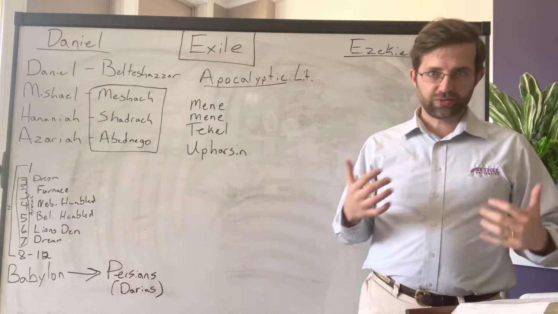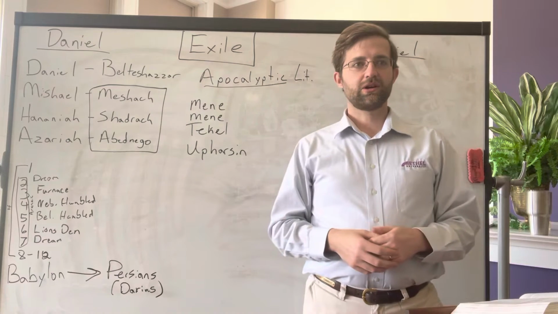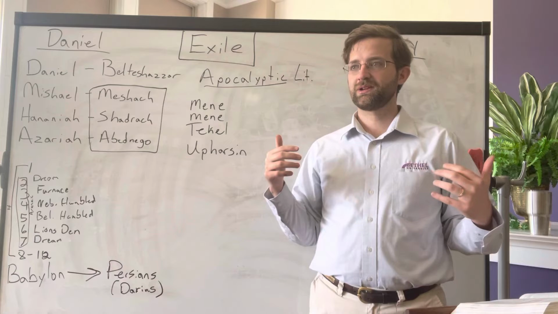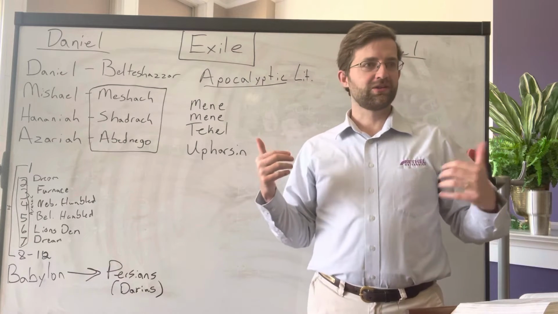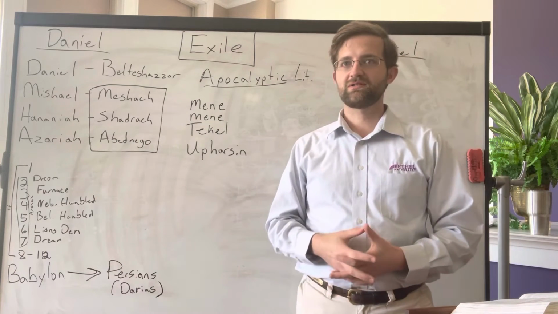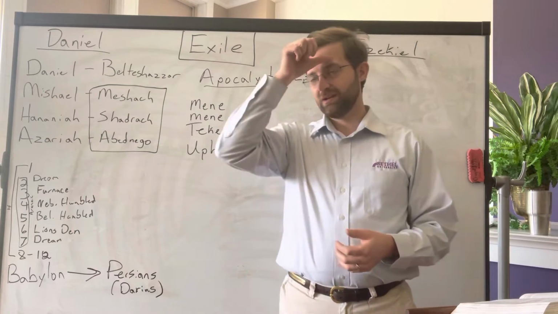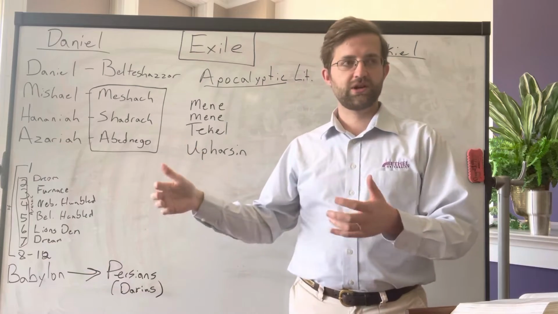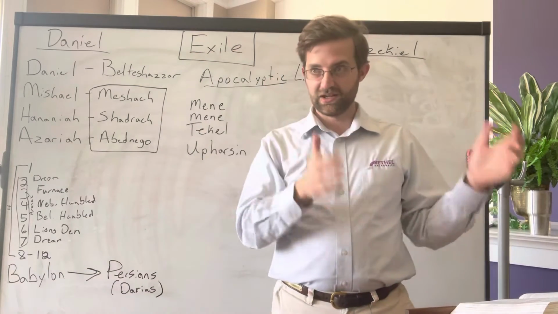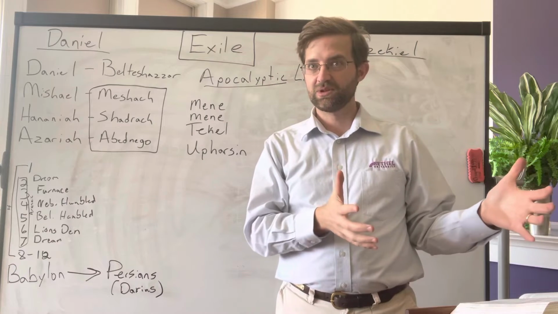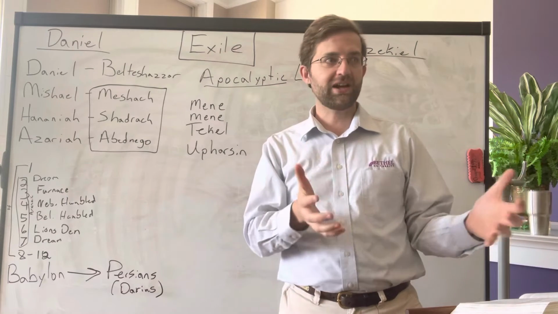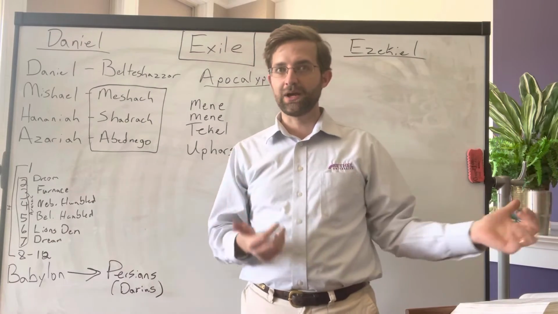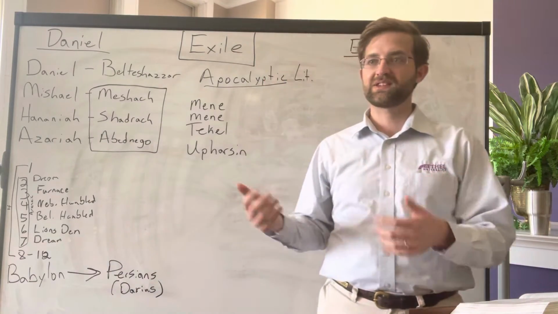And both Daniel and Ezekiel are part of the exiles that were taken from Judah in the first Babylonian deportation under King Jehoiakim. And don't get Jehoiakim confused with Jehoiachin. Jehoiakim is the K-I-M at the end. He is attacked by Babylon, and the Babylonians carry off a wave of deportees and a wave of exiles.